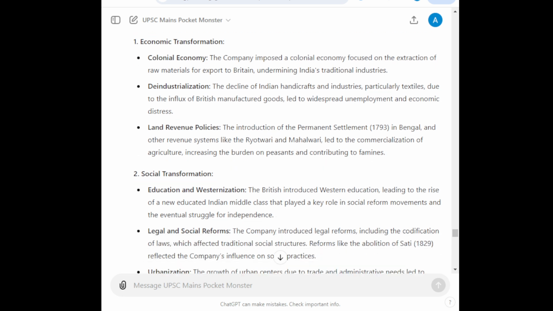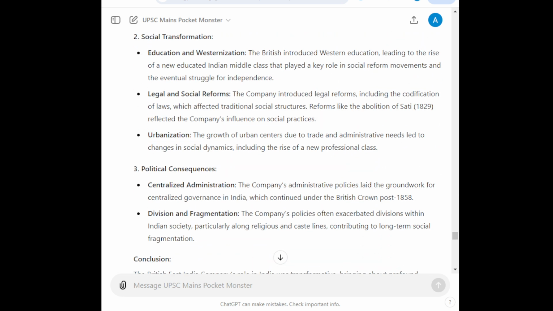So the next thing is social transformation: education, perhaps health, urbanization, poverty, hunger. These are the things we should talk about. So education and westernization. The British introduced Western education, leading to the rise of a new educated Indian middle class that played a key role in social reform movements and the eventual struggle for independence. All right, okay.